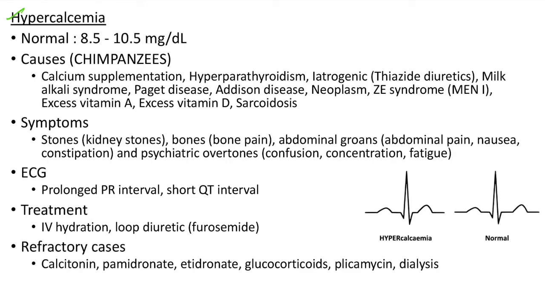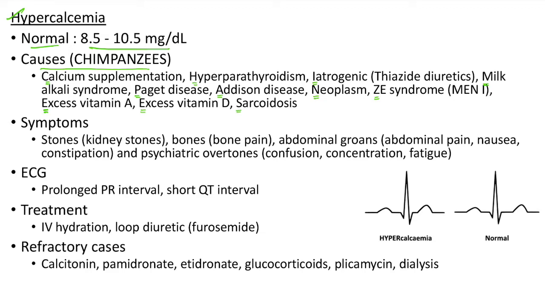Now let us see about hypercalcemia. The normal calcium level is between 8.5 to 10.5 milligram per deciliter. Now let us see about the causes of hypercalcemia. They can be remembered by the mnemonic chimpanzees: calcium supplementation, hyperparathyroidism, iatrogenic like thiazide diuretics, milk alkali syndrome, Paget disease, Addison disease, neoplasms, Zollinger-Ellison syndrome, which can be seen in MEN 1, excess vitamin A, excess vitamin D, and sarcoidosis.